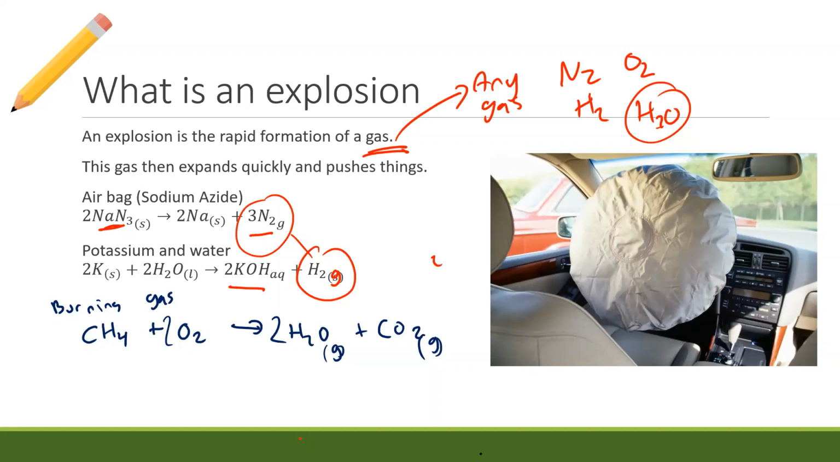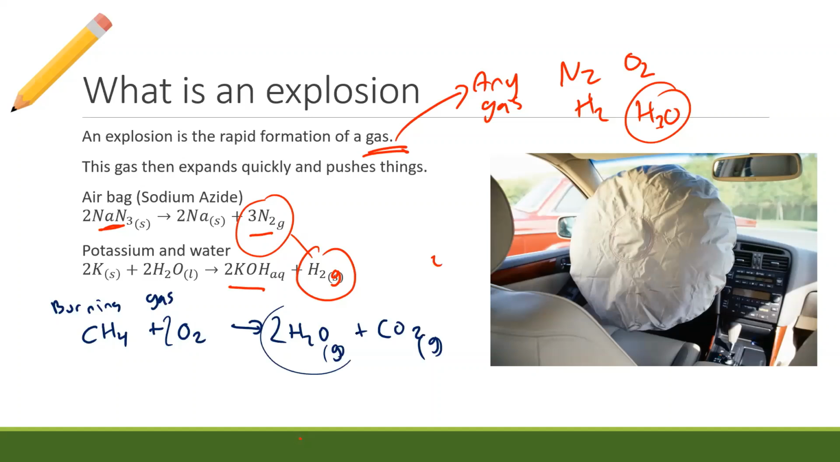But it can also be really useful. If you're trying to drive your car and you're running your car off this burning of gas, then you want to have a controlled explosion in your engine. That gas explodes and that makes your engine go. So that's what an explosion is. It's a rapid formation of gas.